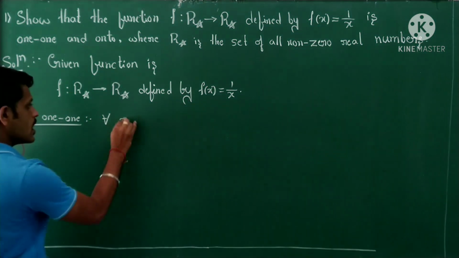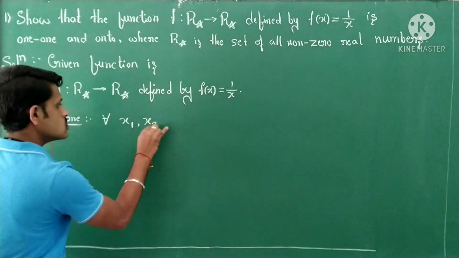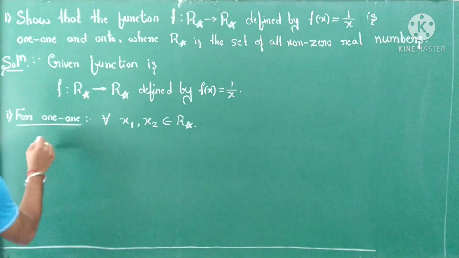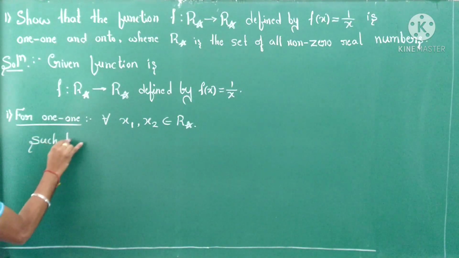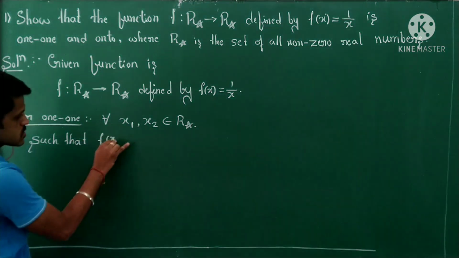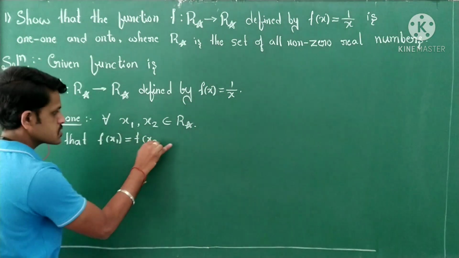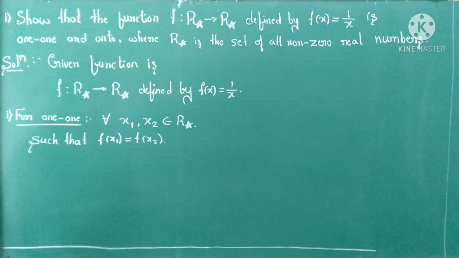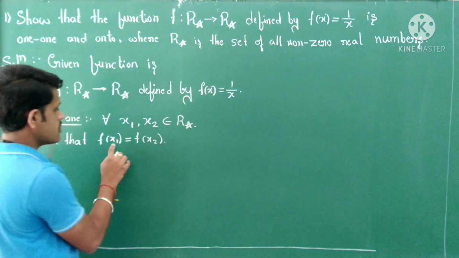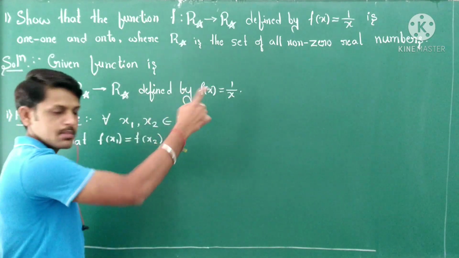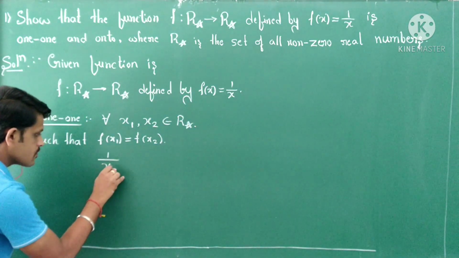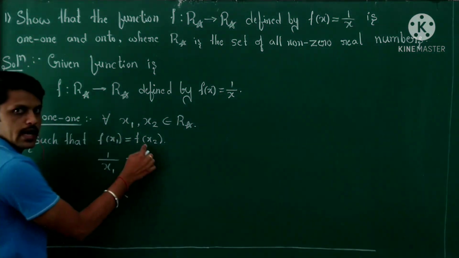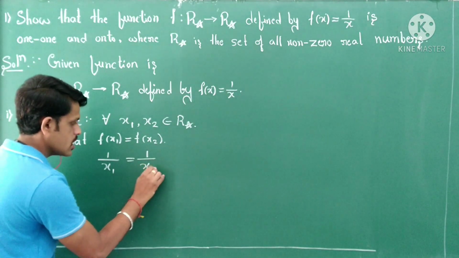For all x1, x2 belongs to non-zero real numbers R star, such that f of x1 is equal to f of x2, by the definition of one-one. This carries 1 mark. Now in the given function, wherever x is there, just replace x by x1 and x2. What happens? We get the values of f of x1 and f of x2: 1 by x1, 1 by x2.